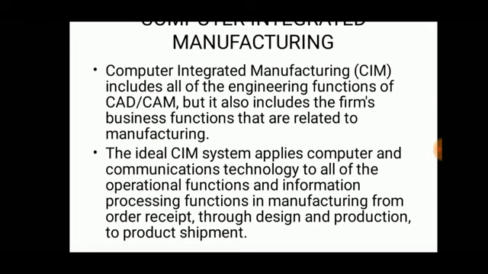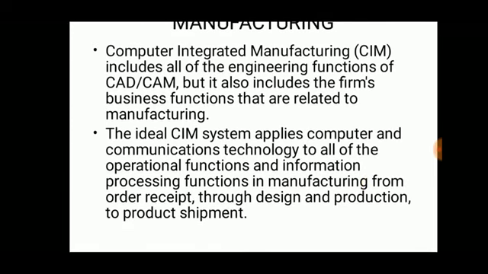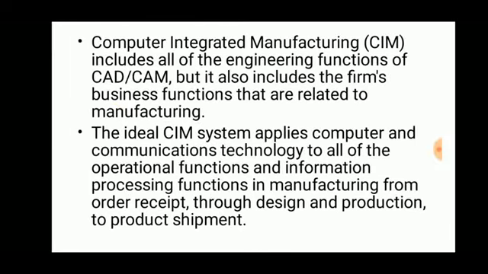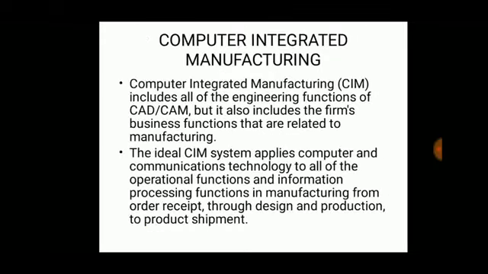Computer integrated manufacturing is a system that uses automated vehicles or machines to perform the engineering functions. The CIM system applies computer and communication technology, and it connects the machines together and integrates them on a regular basis so that the manufacturing operations can be done at the correct point, so that we can control all the operations or machines inside the factory through the computer itself.